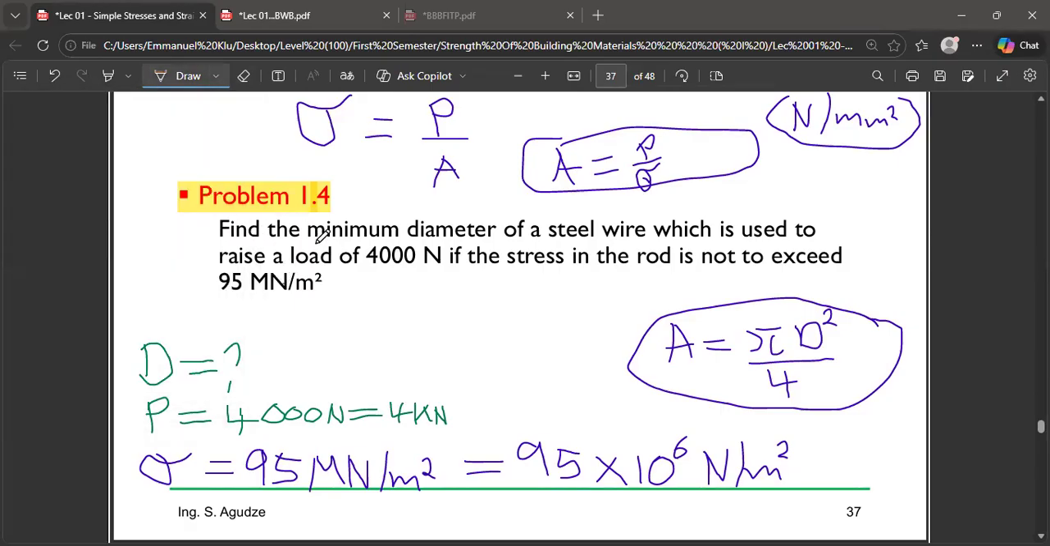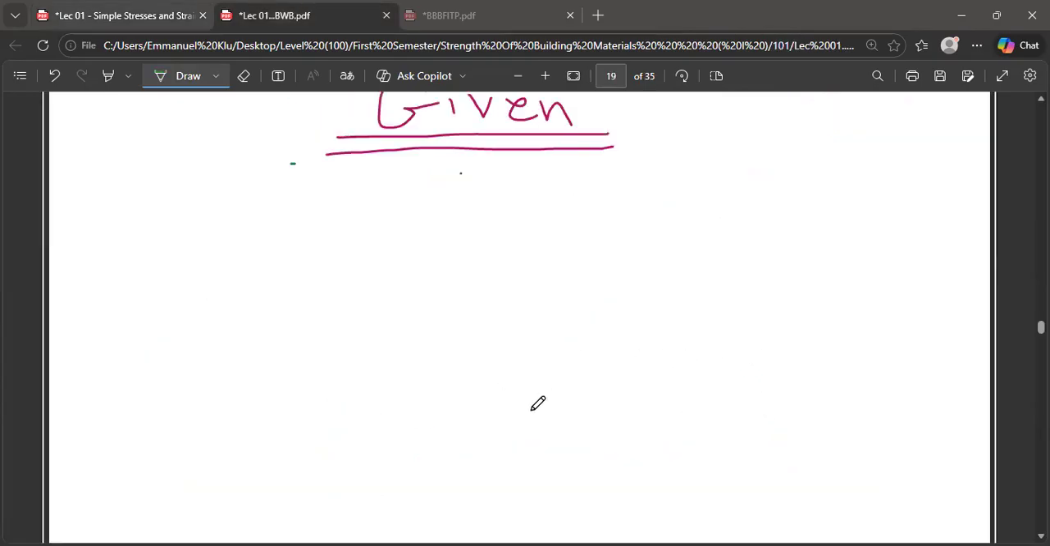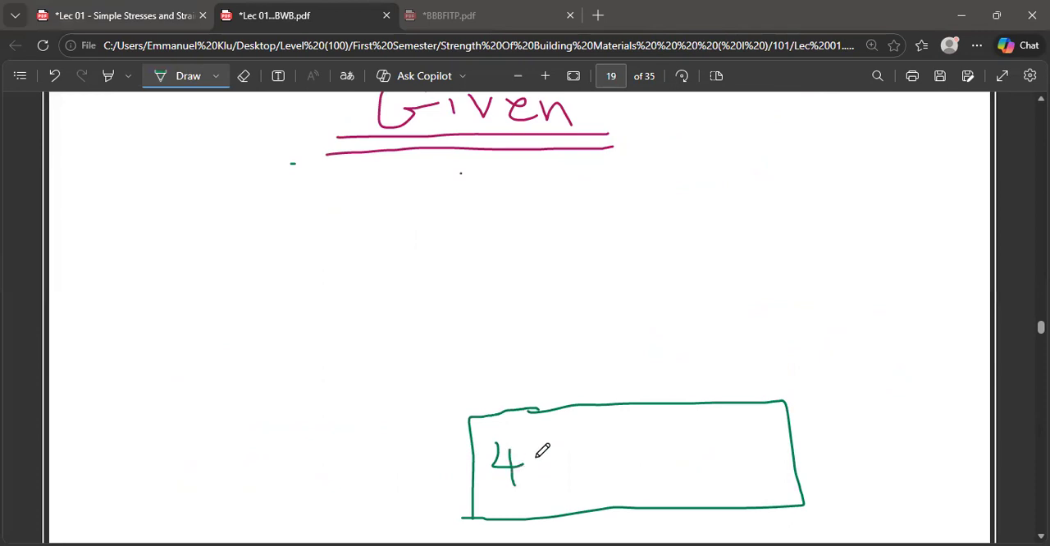Exactly. So the question says, find the minimum diameter of a steel wire which is used to raise a load of, let's say, 4,000 Newton. Good. So let's quickly see if we can draw that before we even start writing our given. Okay. So let's say this is the load of 4,000 Newton. So this is it, 4,000 Newton. And now this over here, something is used to raise this.